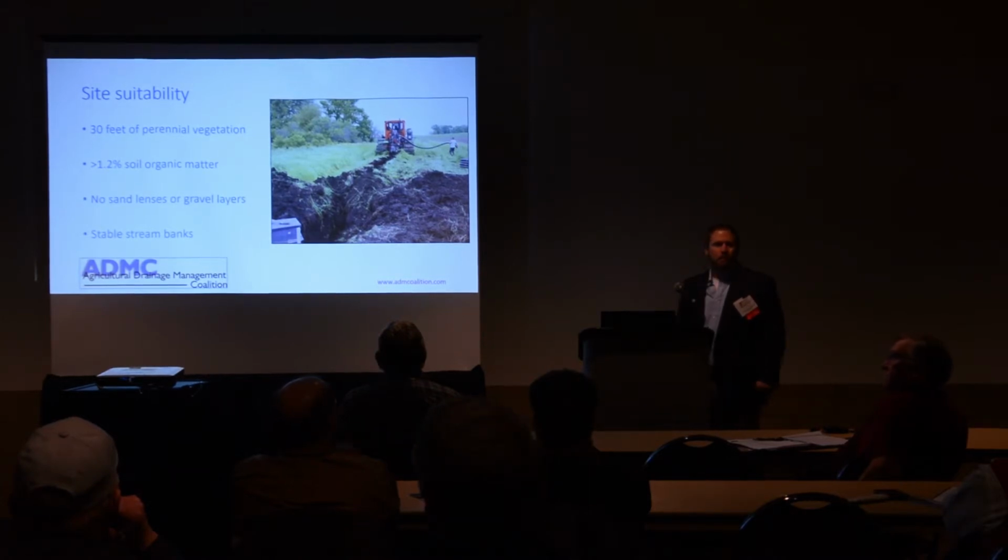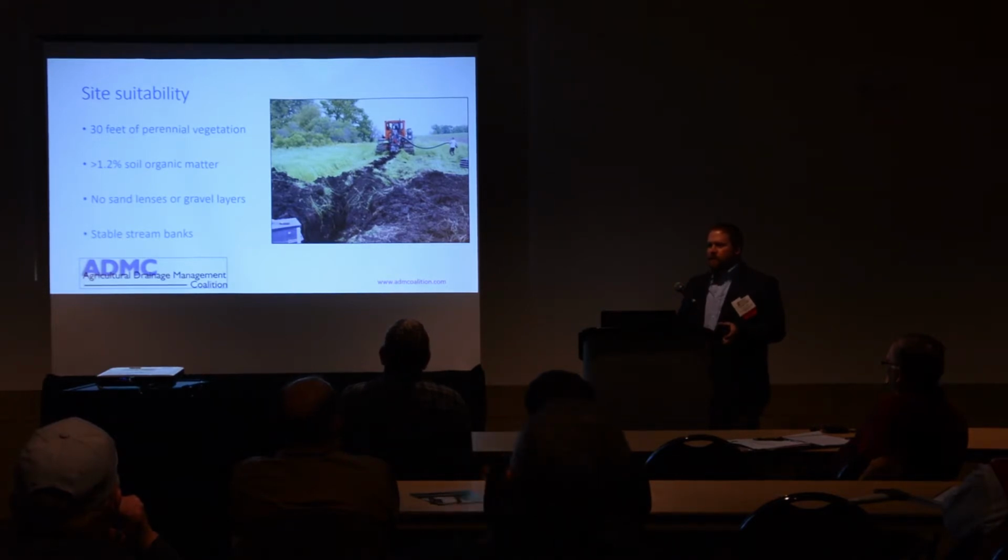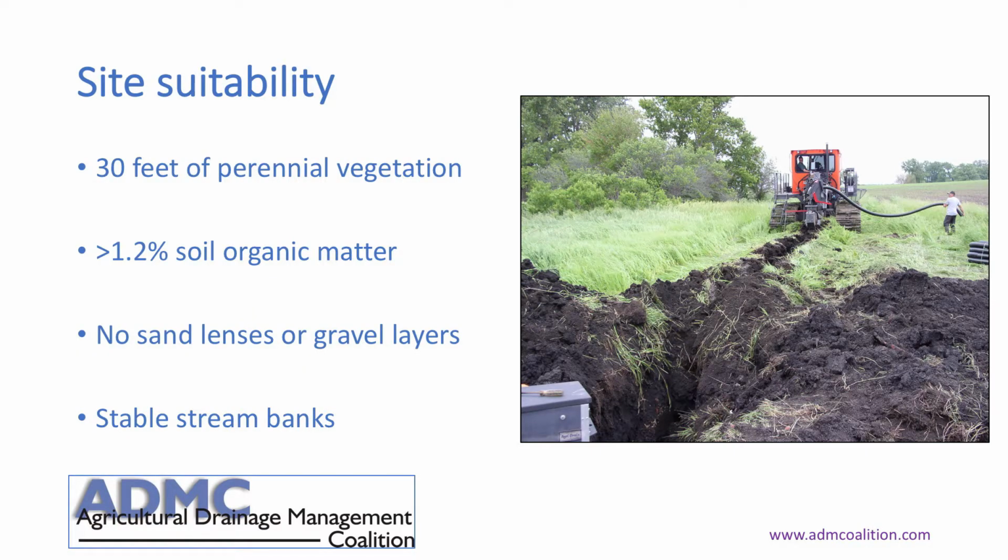But you do need to take some soil probes just to make sure. You might be able to get by if it's just a small area with a sand lens or gravel layer, some non-perforated pipe in that specific area, and just get perforated pipe on the other side of it to get treatment. Then finally, stable stream banks.